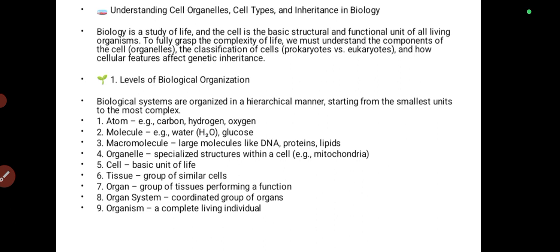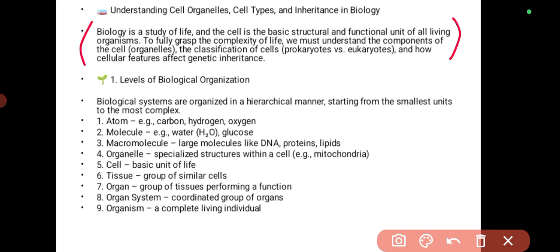Biology is the study of life, and the cell is the basic structural and functional unit of living organisms. Now, to fully grasp the complexity of life, we must understand the components of the cell, that is the organelles, the classification of the cell, prokaryotes versus eukaryotes, and how the cell features affect genetic inheritance. Okay, now first let's begin with the levels of biological organization.